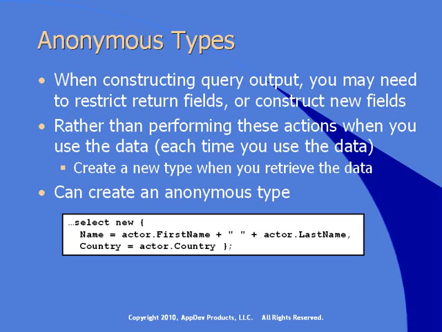The syntax involves the word new and the curly braces, and then field name equals value inside those curly braces. Now, we wouldn't be able to retrieve the birth date of an actor if we'd used a query that selected this new data structure, because we haven't included the birth date here. We could retrieve name or country for each actor.